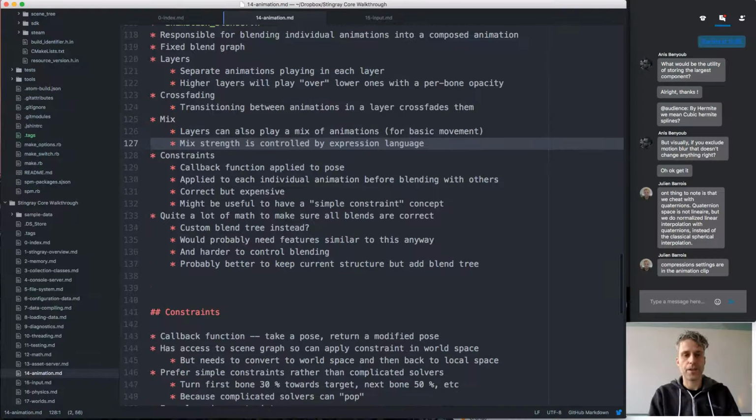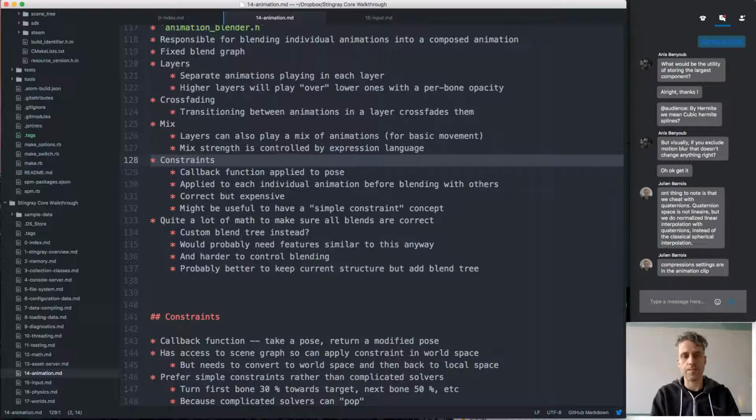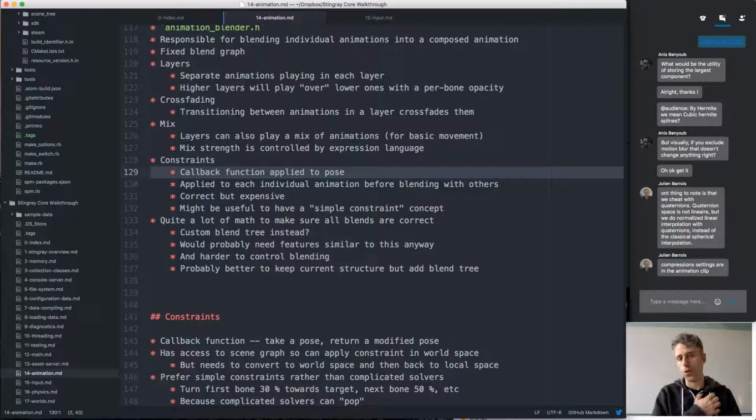And then we also support constraints on top of this. Constraints are actually callback functions that are applied to a pose after it has been computed from the animation. So if we have an aiming animation like this, we could apply a constraint to it that redirects the aim to aim towards a specific target. So it can perform a general computation, whatever kind of general computation, in order to affect that pose.